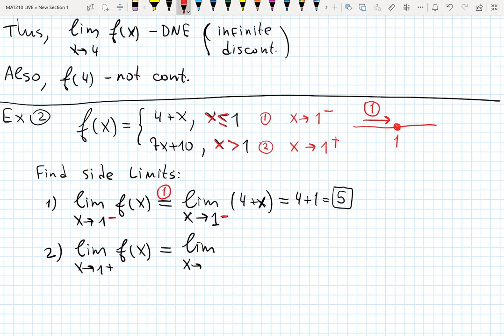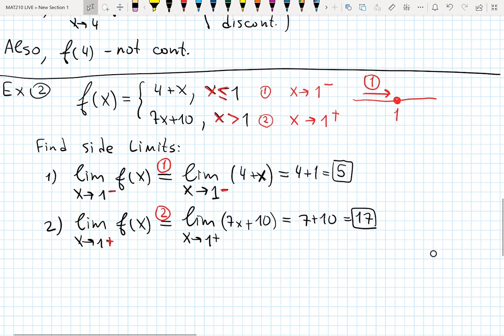Same idea from the right. From the right, we're going to choose the second rule. For the second rule, we're plugging everything into 7x plus 10. We're plugging 1, even though it's plus, you're ignoring it, it becomes 7 plus 10, which is 17. This is how you work without the graph of the function.